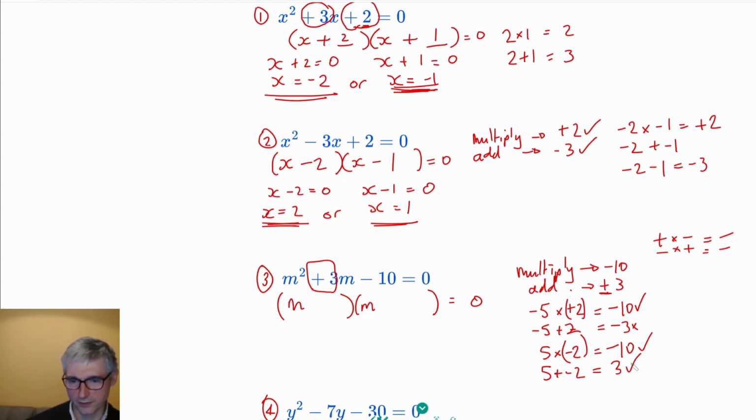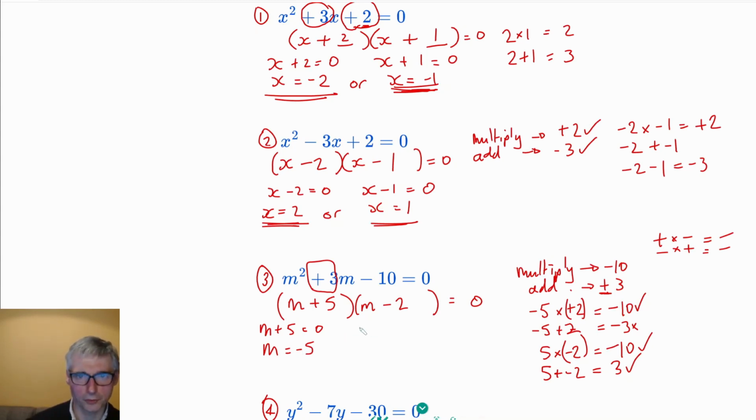So that's correct. So we know that our numbers that we can put in here then are going to be plus 5 and minus 2. And so from that, again, we have to make the brackets equal 0. So we've got to find the values of m that's going to make the bracket 0. So we can see that if m plus 5 is going to equal 0, the first bracket, then m would have to be equal to minus 5, because minus 5 plus 5 would make 0.